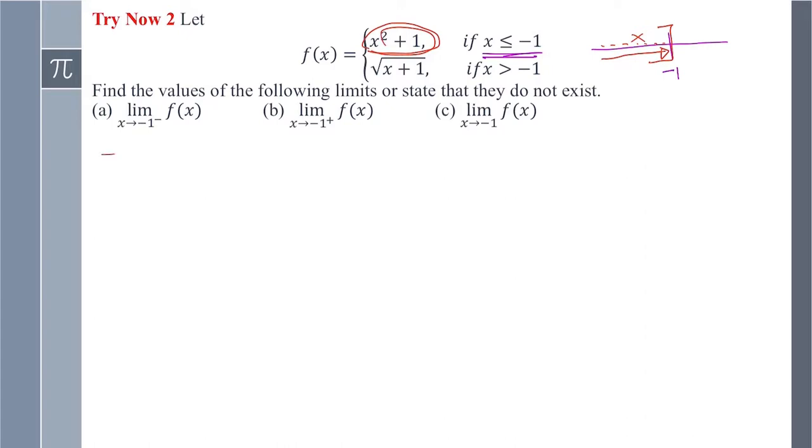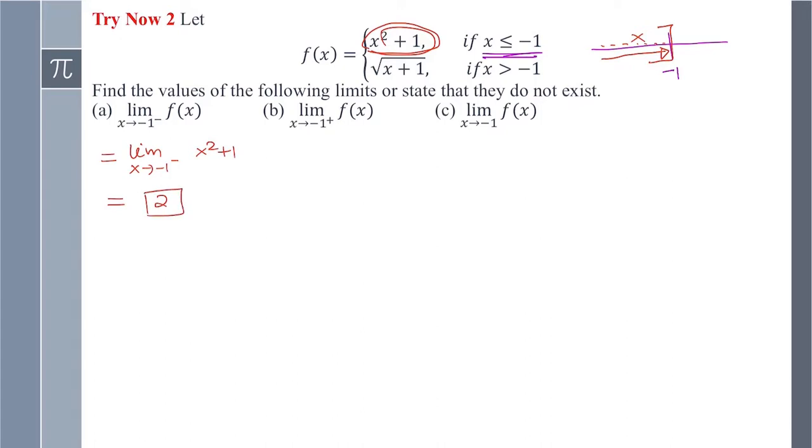So this limit equals the limit as x approaches -1 from the left of x squared plus 1. Again, this is a polynomial function, so we don't have a problem just plugging it in. So we'll do direct substitution here. When I substitute x with -1, -1 squared is 1, plus 1, so I'll get 2.